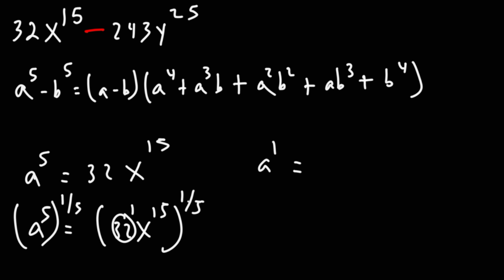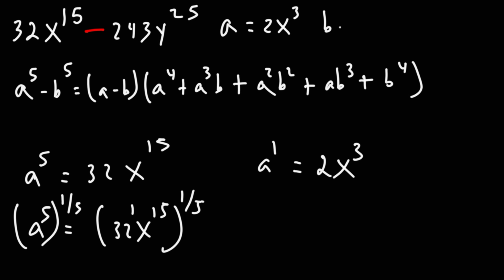Now, 32 raised to the 1/5. What is the 5th root of 32? What number multiplied by itself 5 times is 32? That's 2. 2 times 2 times 2 times 2 times 2 is 32. Now, x to the 15 raised to the 1 over 5. If you multiply 15 by 1/5, you're basically dividing 15 by 5, so that's 3. So we're going to get x to the 3rd power. So a is 2x cubed.